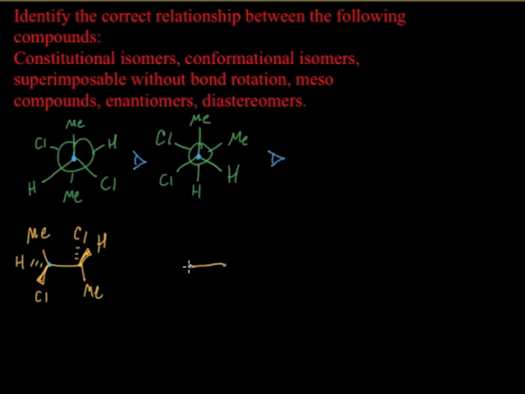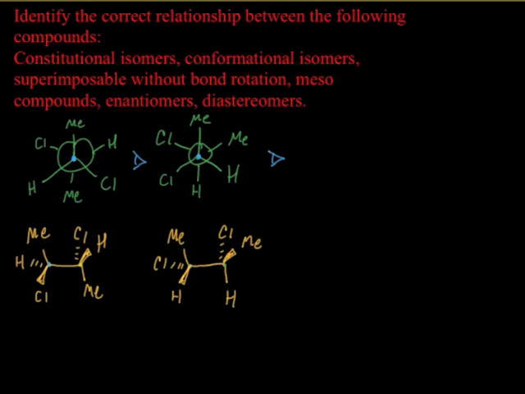The blue carbon, methyl group's going up, hydrogen coming towards us, chlorine going away. On the back carbon, that's the green ring, the hydrogen's going down, the methyl group is coming towards us, and the chlorine's going back. Okay. So now that we've redrawn them, we can notice a few things.